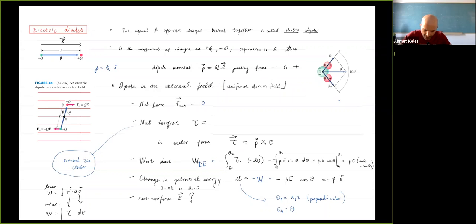And if the magnitudes of the charges are like plus q and minus q, and the separation is L, like this, then we define something called the dipole moment. And its definition is in vectorial form. P vector is equal to charge, which is a scalar number, times L, a vector from minus charge to plus charge. So basically, the dipole moment is a vector that points from the negative charge to the positive charge.